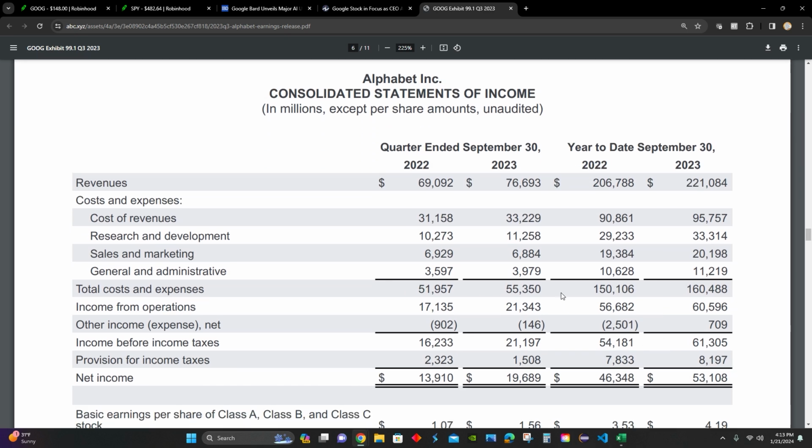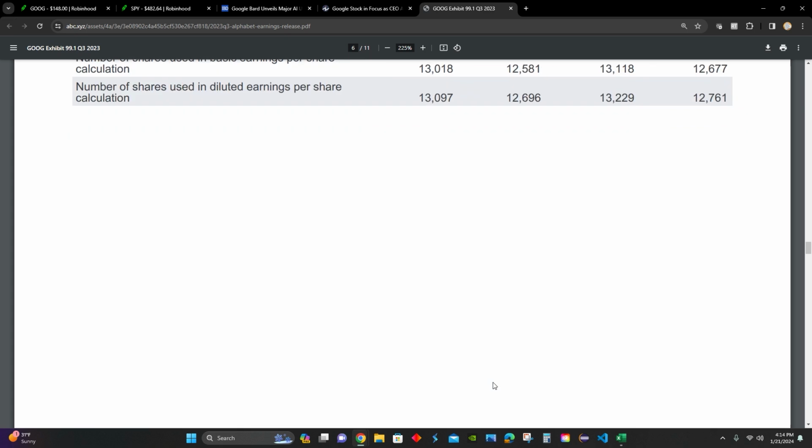Then we can see right here in their income statement, revenue increased from $69 billion to $76 billion. That's up 11% year over year. And net income increased from $13.9 billion to $19.6 billion. That's an increase of 41.5% year over year. So definitely so far for quarter three, that's one of the largest improvements in net income year over year that we've seen from any company we've looked at. So that's pretty impressive growth for Google.